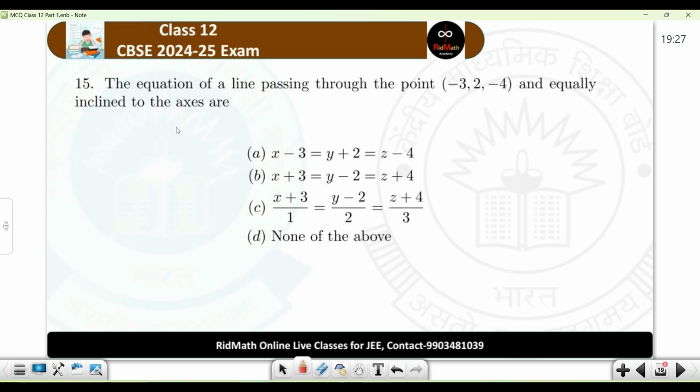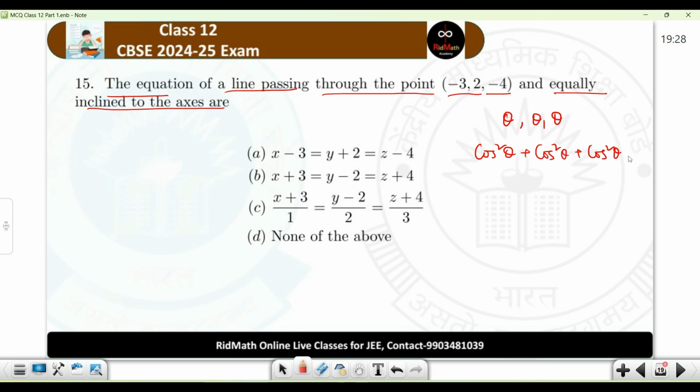Next problem. The equation of a line passing through the point (minus 3, 2, minus 4) and equally inclined to the axes. Okay, so let us assume the angle of this line with the axes is theta. So all the angles are equal, and the direction cosines satisfy cos square theta plus cos square theta plus cos square theta equal to 1. That means 3 cos square theta equal to 1, so cos theta equal to plus minus 1 by root 3.